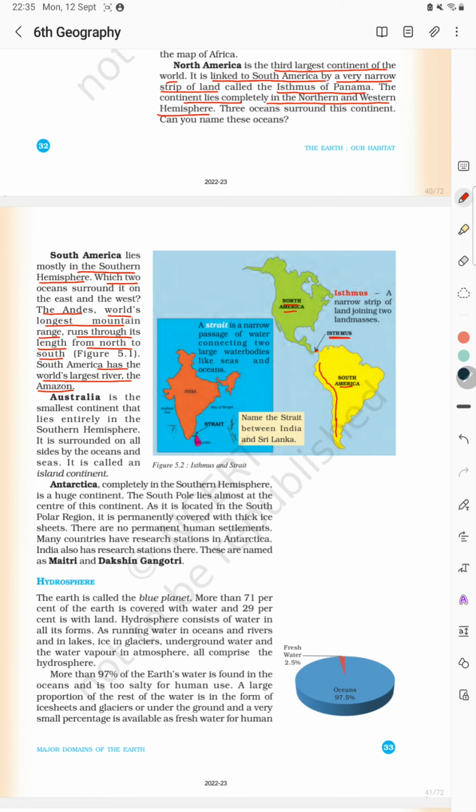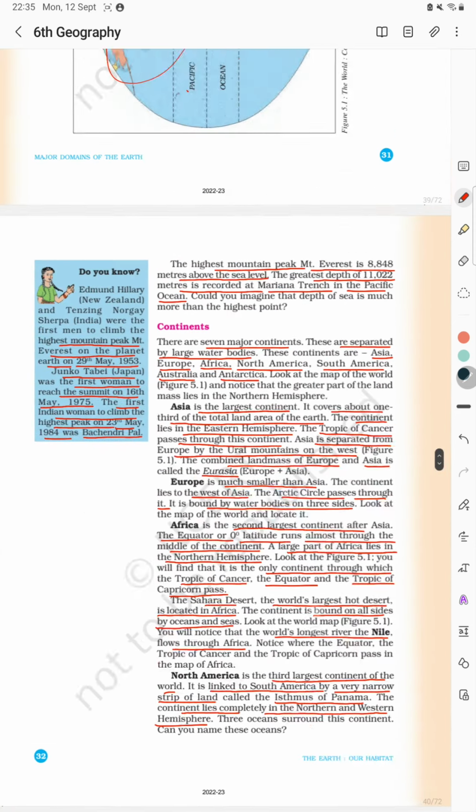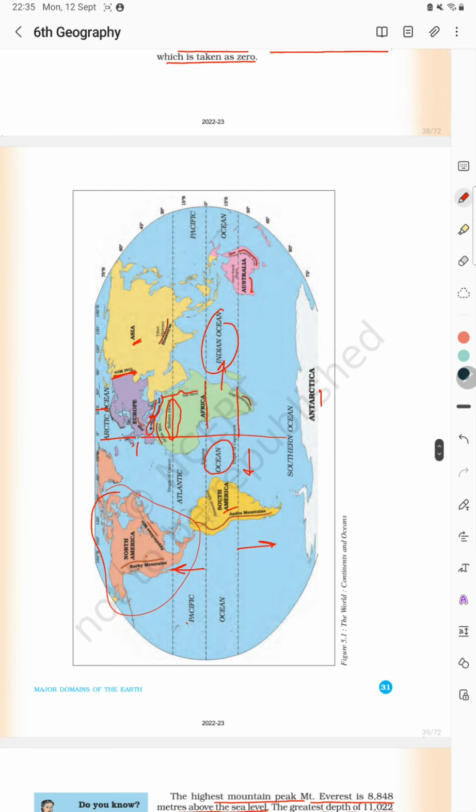So Australia is the smallest continent that lies entirely in the southern hemisphere. It is surrounded on all sides by the oceans and the sea. It is called an island continent. So where is Australia? This is Australia. It is an island continent surrounded from all sides by oceans and seas.